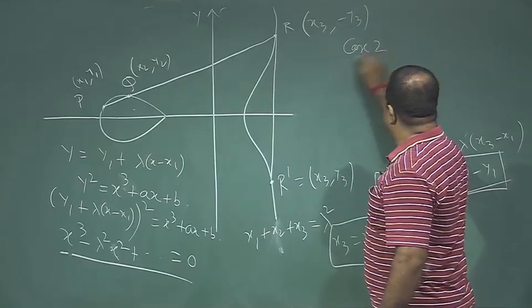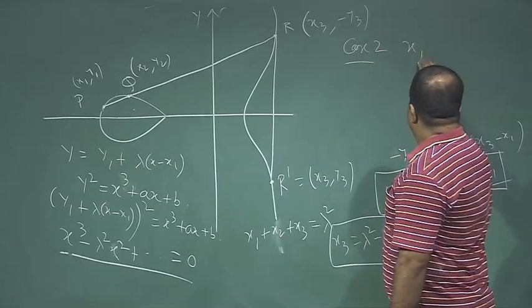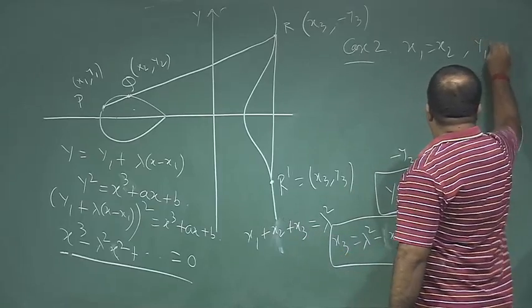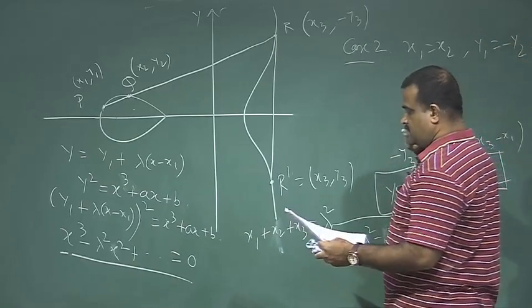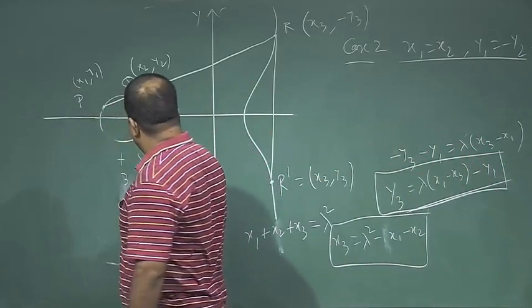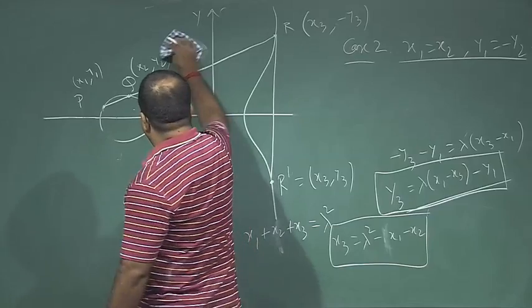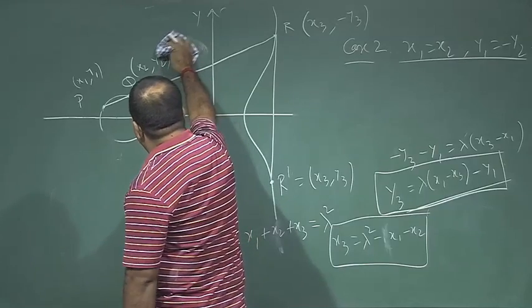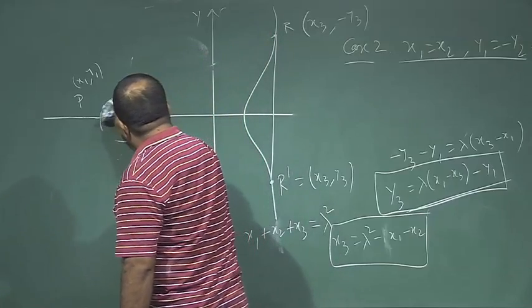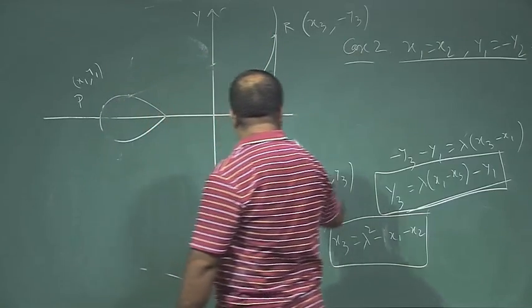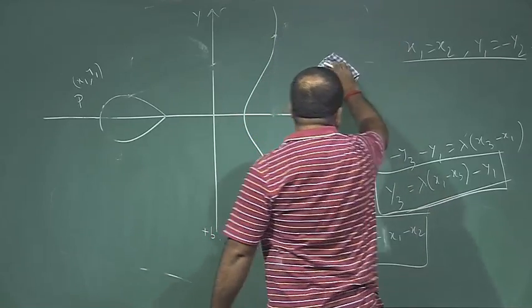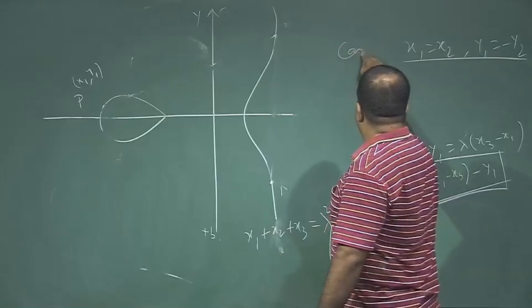So case 2 is basically where x1 is x2 and y1 is minus y2. So how does it look if x1 is x2 and y1 is minus y2? So that means, so let us just rub this. So this is the curve we have. So this is case 2.